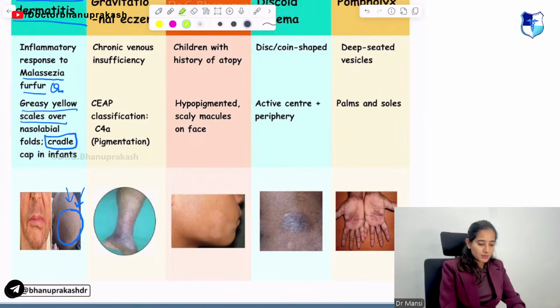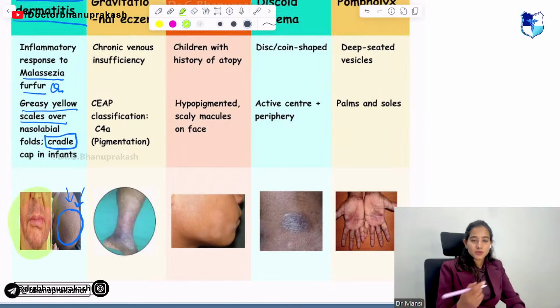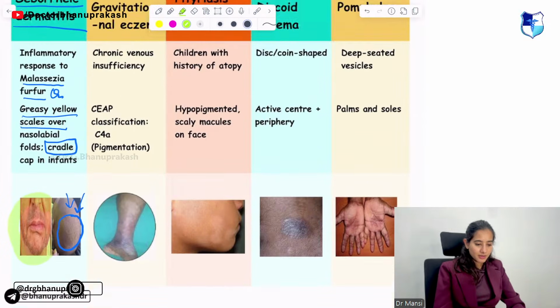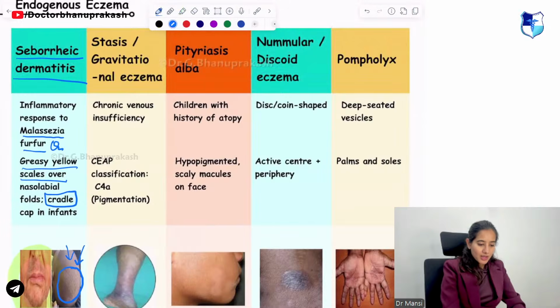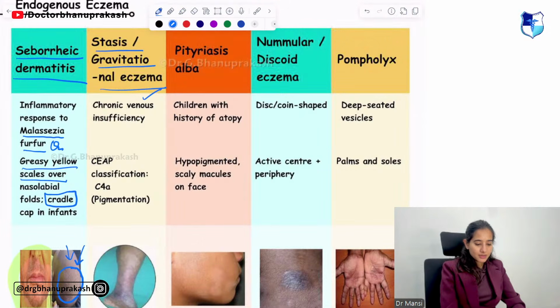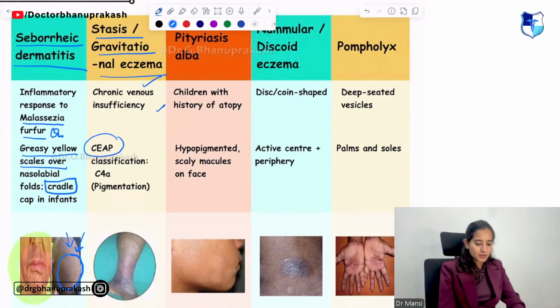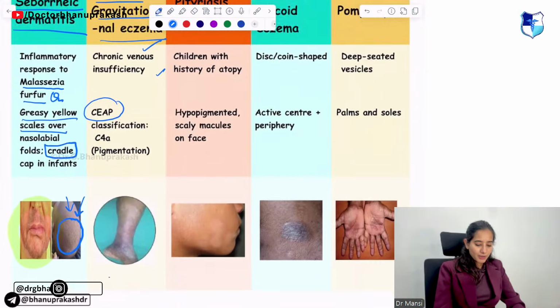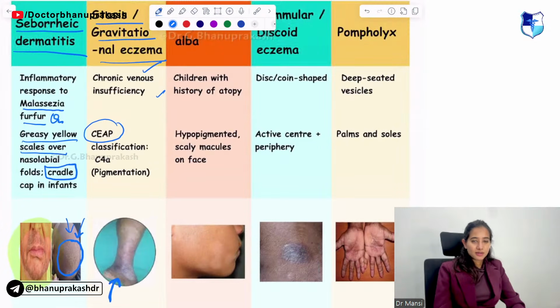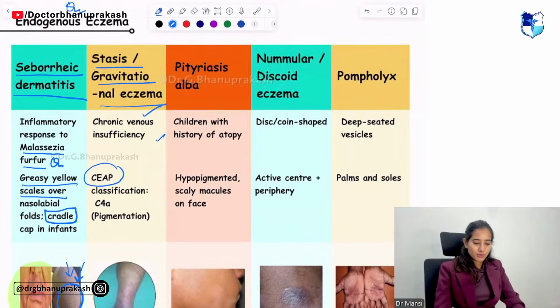Then you have involvement over the nasolabial areas and the beard area. Next, we have stasis and gravitational eczema. It is seen in people with chronic venous insufficiency. You just have to know the name of the CEAP classification, which can be done for this. There will be pigmentation along with the eczematous rash, which is also pruritic.